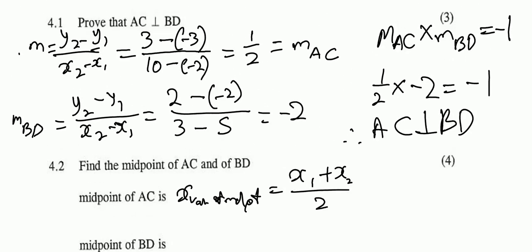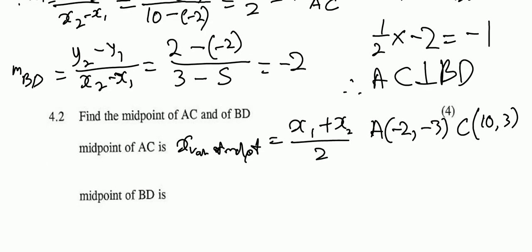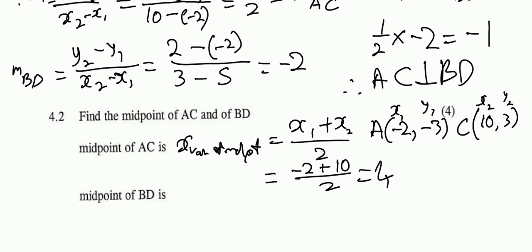In AC, A is -2 and -3. This is our A. Our C is 10 and 3. So now we go down. This will be x1, y1, then x2, y2. So the x value of the midpoint of our AC will be -2 plus 10 over 2, which will be 8 over 2, which is 4. This is the x value.